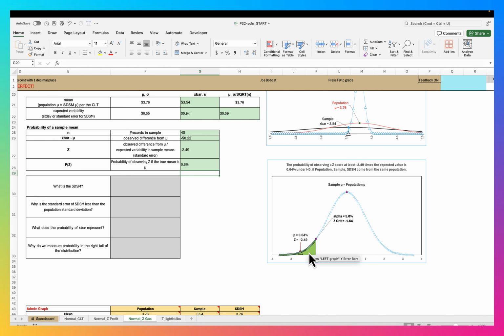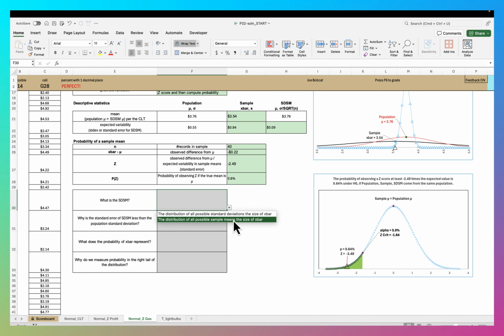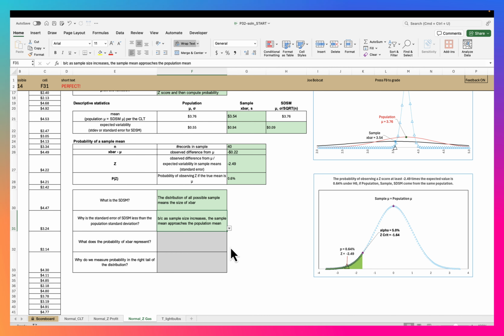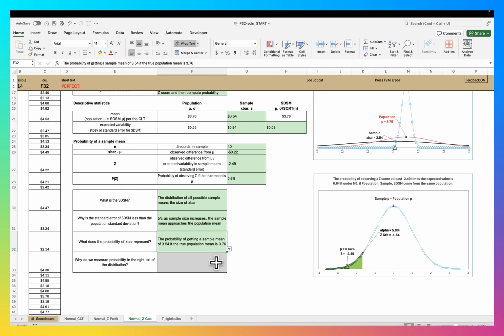Okay, so let's come over here. What is the sampling distribution of the sample mean? The distribution of all possible sample means of size n. Why is the standard error less than sigma? Because as the sample size increases, the sample mean approaches the population mean. And what does the probability of x bar represent? It's the probability of getting a sample mean of 354 if the true population mean is 376.